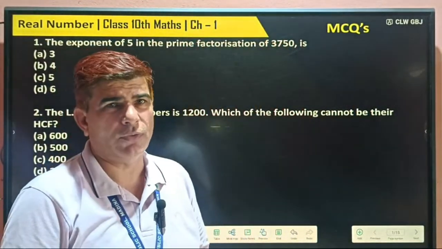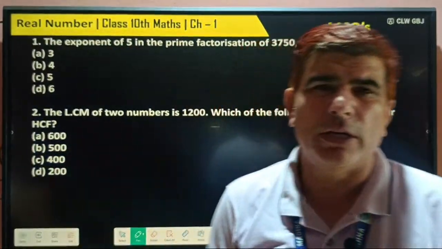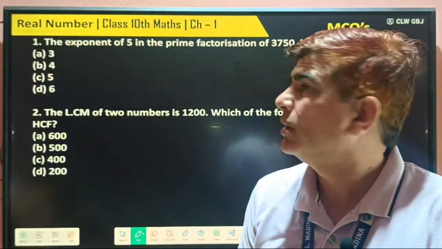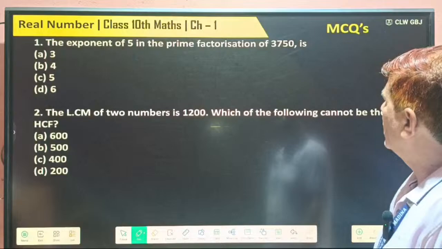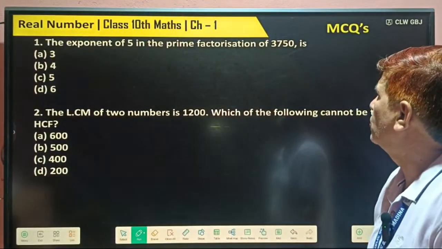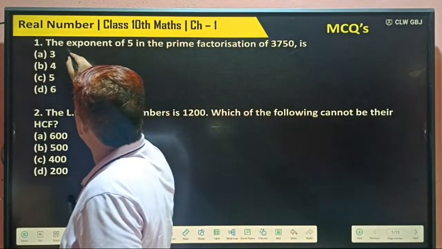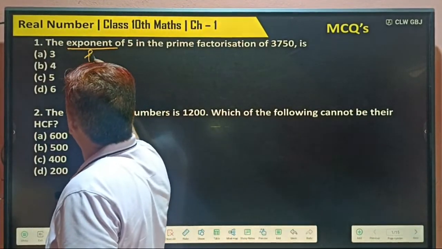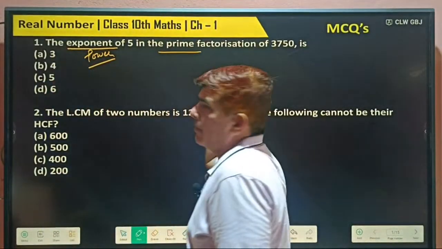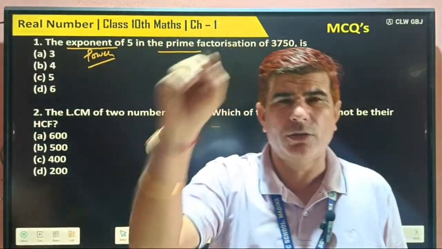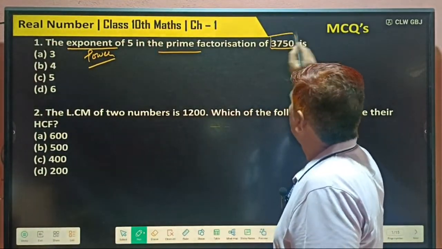So we will start from question number 1. I will explain question-wise if you need any basics anywhere. The first question is: the exponent of 5 in the prime factorization of 3750. Exponent means power. You have to write this in the form of its prime factorization.